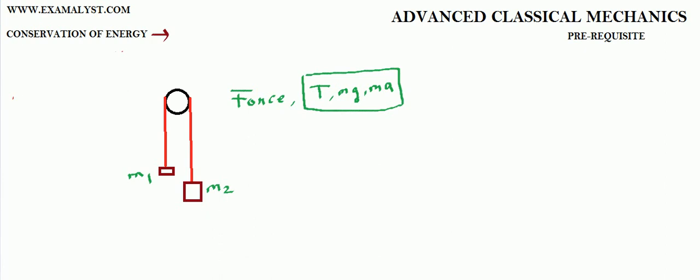Now the question is, what was the solution? Let me write the solution. If m2 is greater than m1, then we learned that m2 will fall with an acceleration a and m1 will go up with an acceleration a. By using these force equations, Newton's laws, we were able to calculate the tension and the acceleration. Agreed? So go to the previous section and find how we calculated.